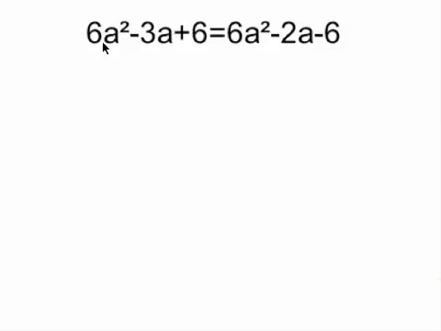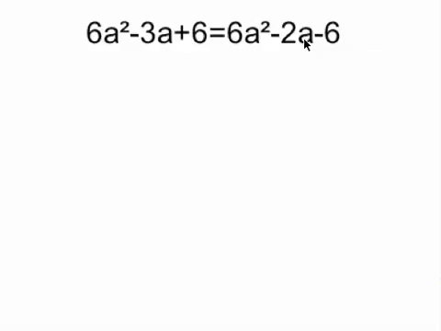Here's a level 3 type question. Here we have 6a squared take away 3a plus 6 is equal to 6a squared take away 2a minus 6. Okay, so this looks really scary because we have an a squared as well as an a on the left-hand side and an a squared as well as an a on the right-hand side.